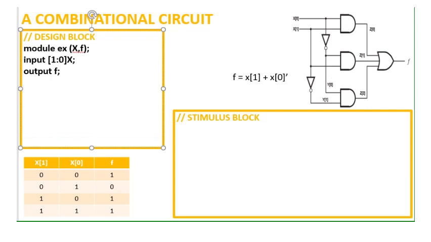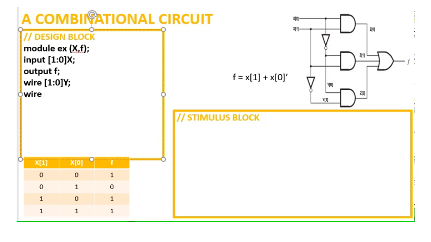Now I will proceed to declare the intermediate signals Y. Y is also a 2-bit signal, so it needs to be declared as 1 is to 0 Y, and Z is a 3-bit signal. So the index values will be starting from Z of 2, Z of 1 and Z of 0. The most significant bit index value is 2 and the least significant bit index value is 0, followed by the name of the signal, that is Z. This is how you declare the multiple bit signals.